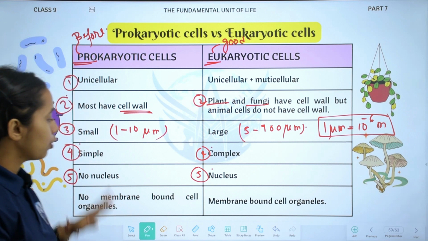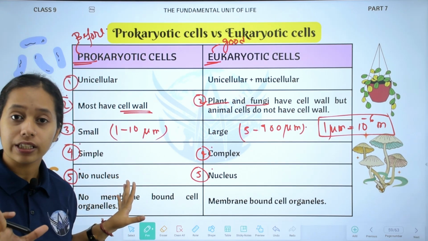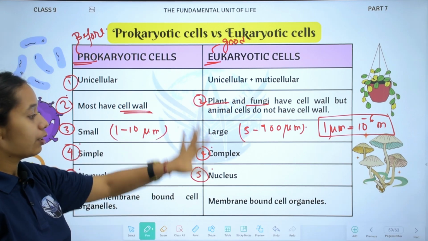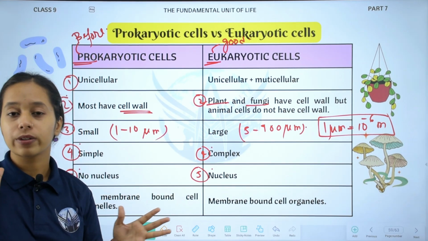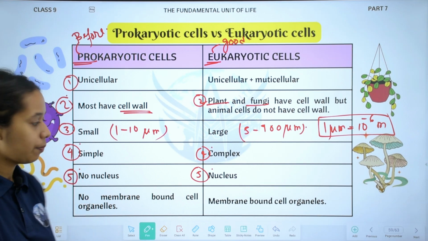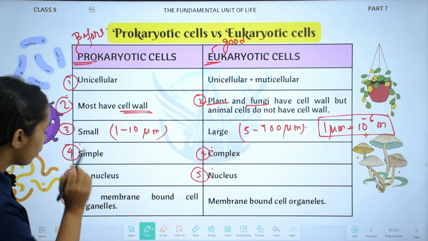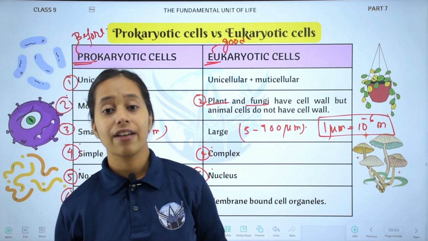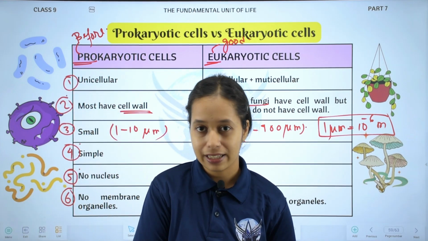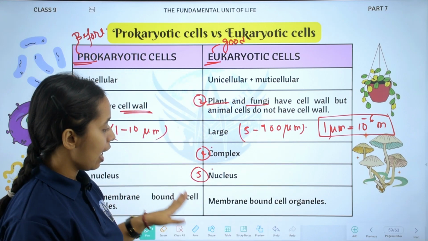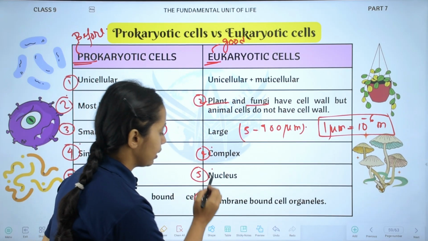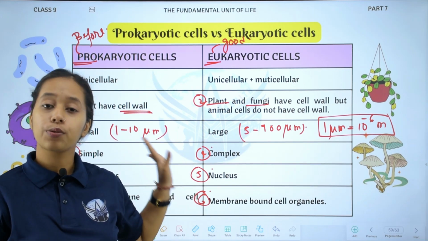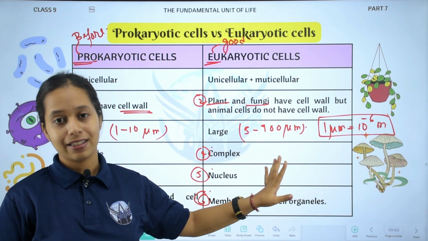So, prokaryotic cells have no proper nucleus. They do have nuclear content, but no proper nucleus. And eukaryotic cells will have a proper nucleus with the proper nuclear content. And number 6, prokaryotic cells have no membrane-bound cell organelles. And eukaryotic cells have membrane-bound cell organelles. So these are 6 points of difference between prokaryotic and eukaryotic cells.